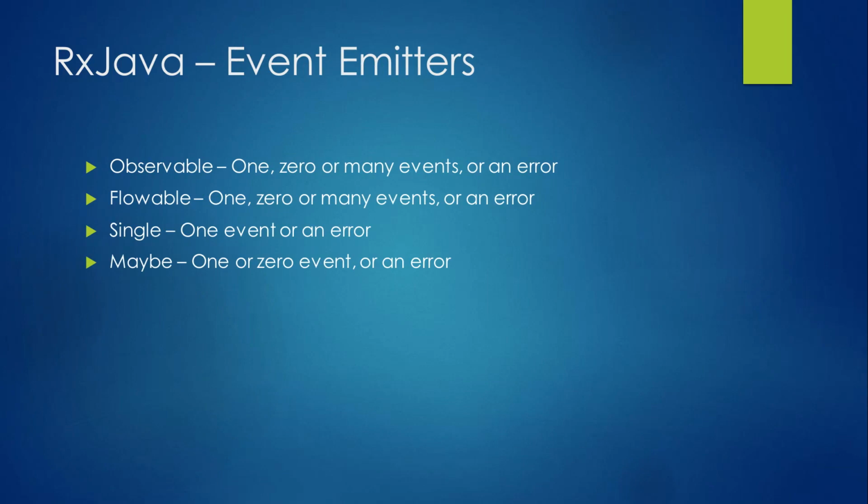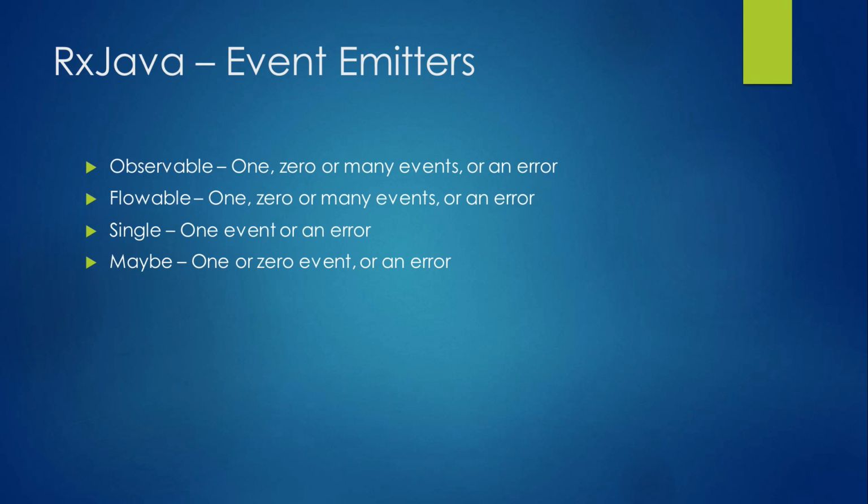So let's start. Just to recap about event emitters. What are event emitters? In RxJava2 we have four different types of event emitters. The first one is Observable. It's an emitter that can emit one, zero, or many events or an error. Just to recap, emitting an error event doesn't mean throwing an exception outside of the RxJava world. Everything is an event. It's just a different type of event that we handle in a different way, not like a catch, for example.